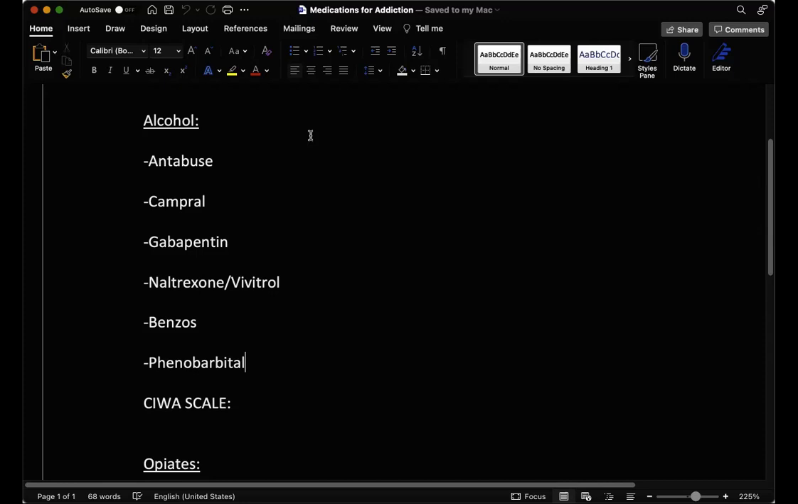Campral and gabapentin work very similar. So we know that gabapentin is classified as an anti-seizure medication. We use it off-label for many things such as nerve pain, which is neuropathy, insomnia, sleep, agitation, all sorts of things. However, now we've noticed that 900 to about 1800 milligrams, and I would never test you on the milligrams, I don't think the NCLEX would either, have helped with people who are struggling with cravings for alcohol. Because again, we're talking about cravings at this point.